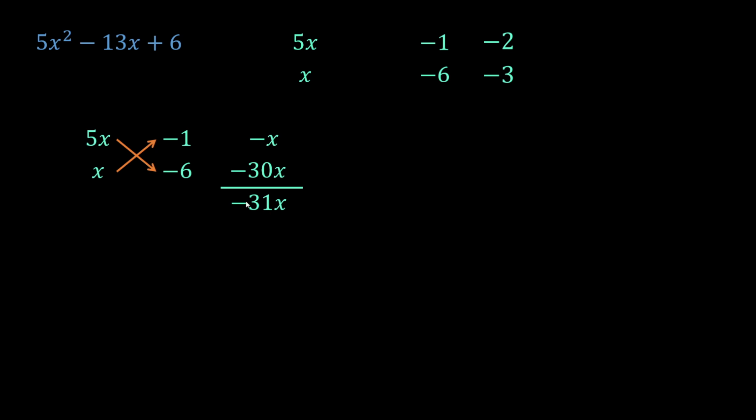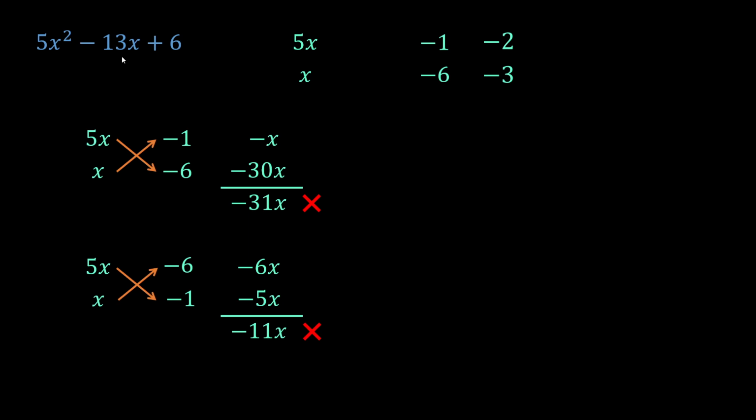Now what we're doing with this number is comparing it and seeing whether we get the b value. So -31x and this is -13x. Not the same. That is not our factor pair. So I'm going to try a different pair. This time I'm going to switch these two around and say -6 on the top and -1 on the bottom because it does make a difference. So x times -6 is -6x. 5x times -1 is -5x. I'm going to add those two together and I get -11x. Is that the same as -13x? No, it's not. All right, that is not my factor pair.